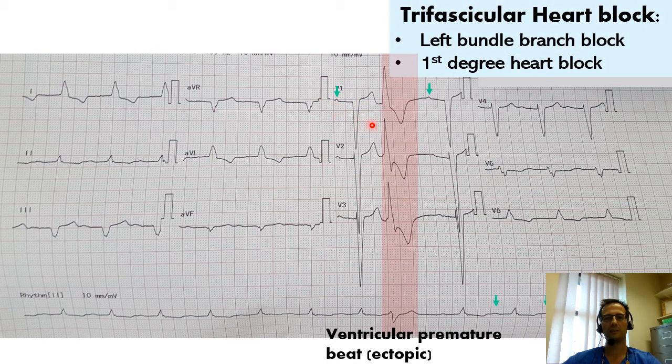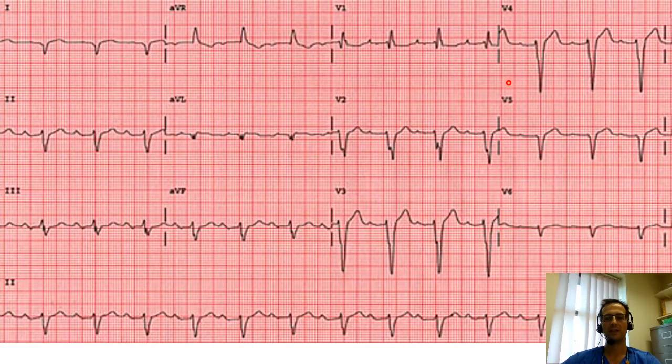That is trifascicular block, because remember the left bundle has 2 fascicles and the first degree tells us there's disease in the 3rd fascicle, or so the saying goes. So again, trifascicular block managed very much as the previous patient.